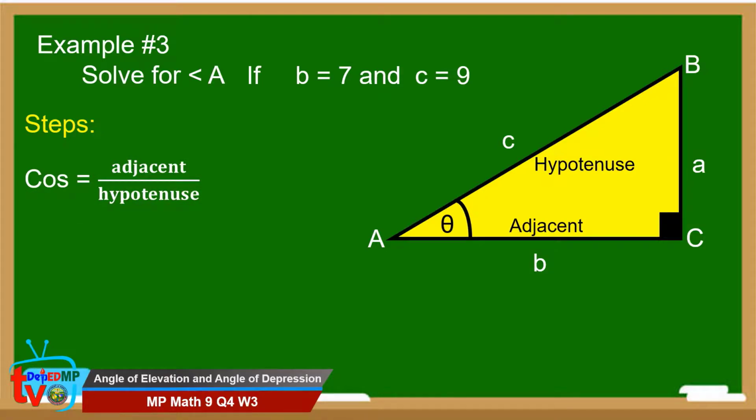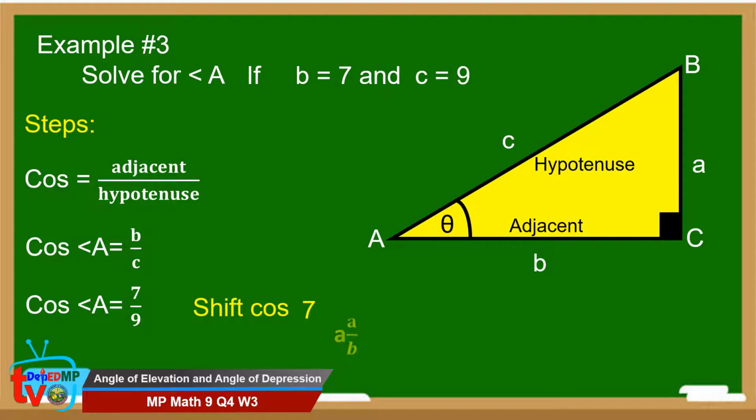Now, substitute again the variables representing the sides to solve for the unknown angle. Substitute the measures given. Using our calculator, press Shift Cosine, then press 7, then press the fraction symbol, then press 9 and press equals. What is the answer? Yes, it is 38.94. It means measure angle A is 38.94 degrees.